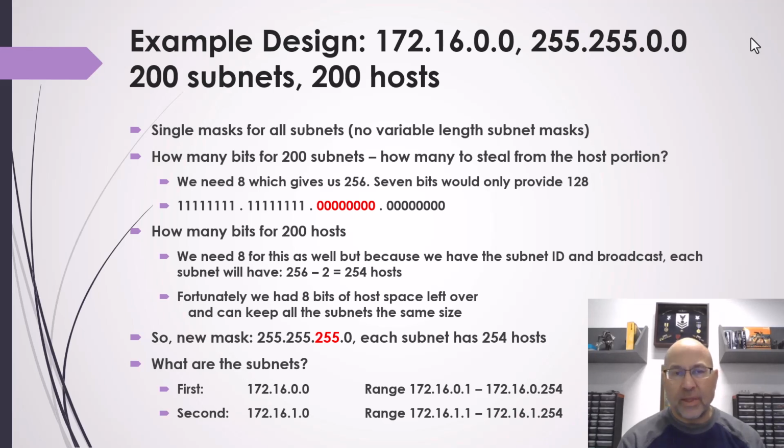the 172.16.0.0 network with the 255.255.0.0 mask. We want to create 200 subnets, and each subnet has to have 200 hosts. So this will be a one-size-fits-all sort of thing.